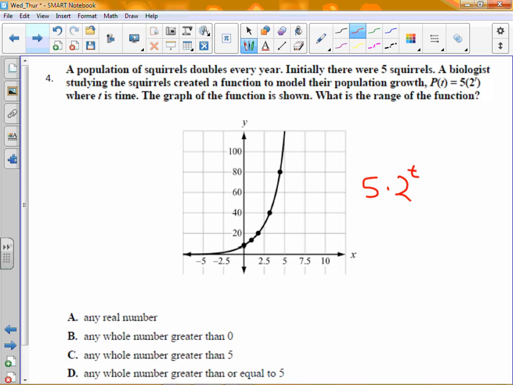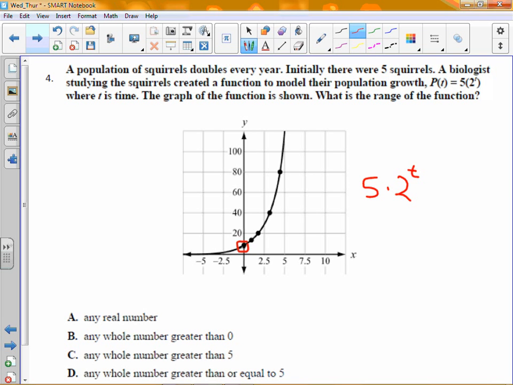to the t. This is about the 4th or 5th time I've gone over this concept, but just trying to make sure. Remember, if this was 5 times 2 to the 0, if my time is 0 right here, and I wrote 5 times 2 to the 0, what is 2 to the 0 power? 1. So 5 times 1 would give me 5, and this right here represents the initial amount for the squirrels.